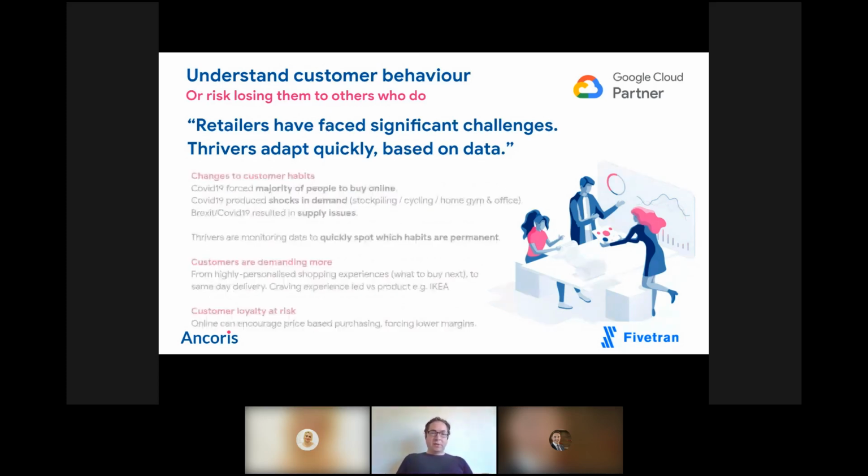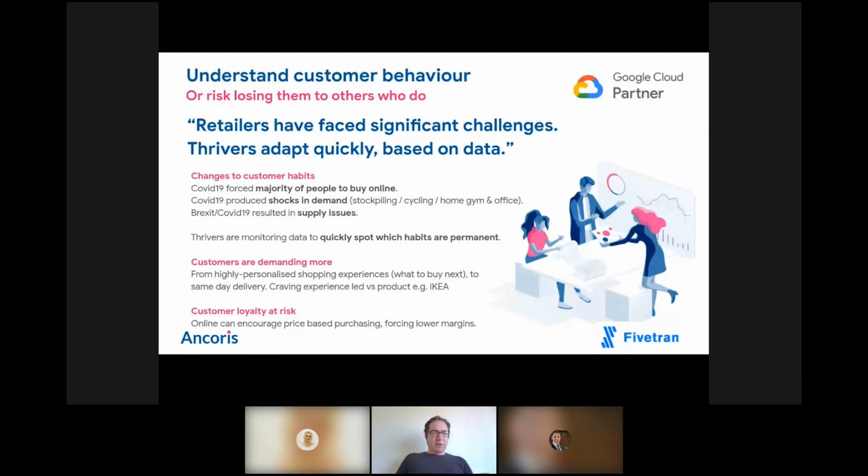On top of that, there's obviously been a number of significant challenges, and we'll talk about those now. But the key point here is thrivers adapt quickly, and they adapt based on data, based on facts, not off gut feel or previous experience, because that's out of date. We can see that with something like COVID. We've never seen a global pandemic before.